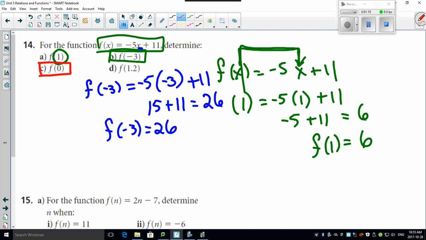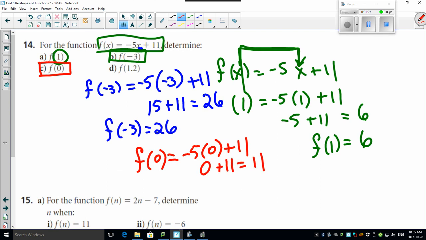F of 0. F of 0 equals negative 5 times 0 plus 11. Well, negative 5 times 0 is just 0, plus 11. This works out to be 11. So f of 0 is just plain old 11. Now, I've given you nice numbers. Now I'm going to give you an ugly number, 1.2. So what? Do the exact same thing.